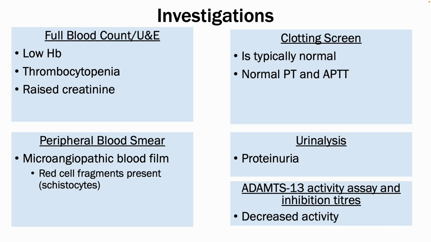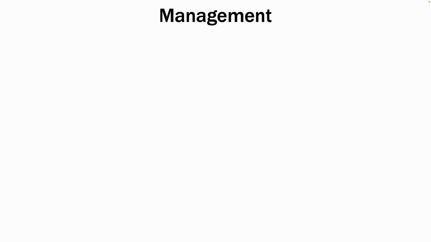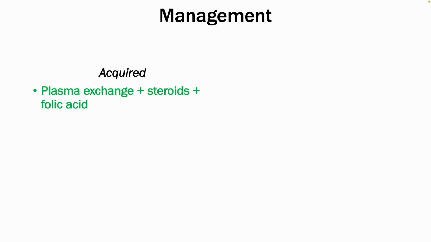And in order to actually diagnose the condition, you would perform an ADAMTS13 activity assay and inhibition titration, and you would see a reduction in the activity of ADAMTS13. The management for acquired TTP includes plasma exchange, steroids, and folic acid, immunosuppression if the above doesn't work, or splenectomy if the response is not adequate with just immunosuppression or plasma exchange and steroids.